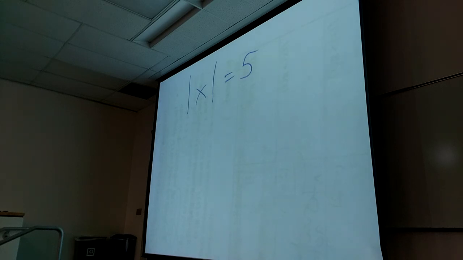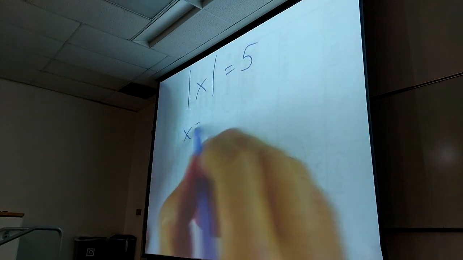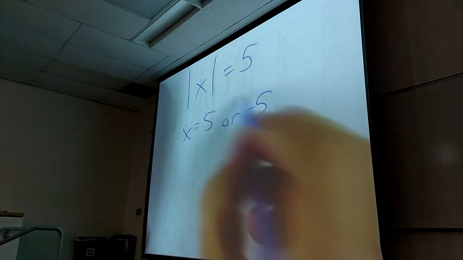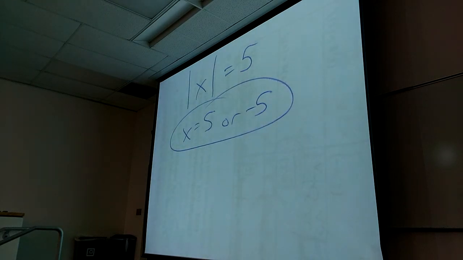But just think about this. Don't think about this algebraically. Just think about this as, what do you take the absolute value of to get 5? 5 and negative 5. What's the absolute value of negative 5? 5. And why does this make sense?